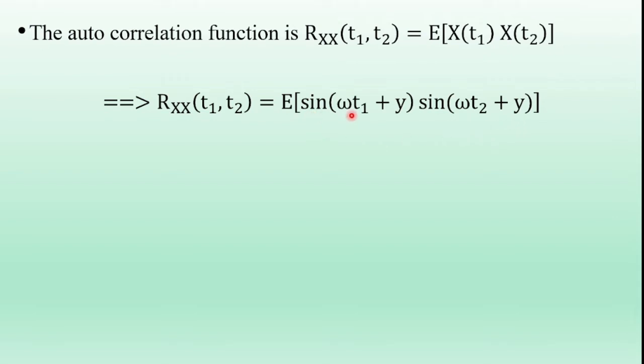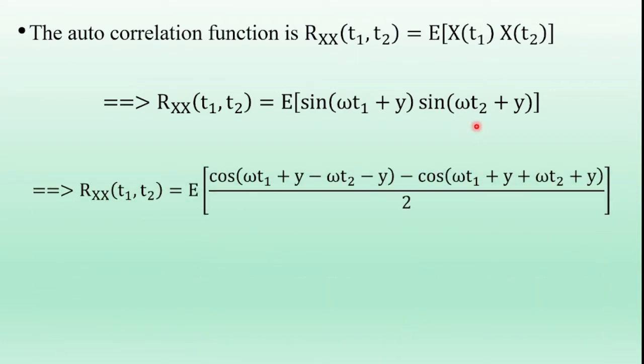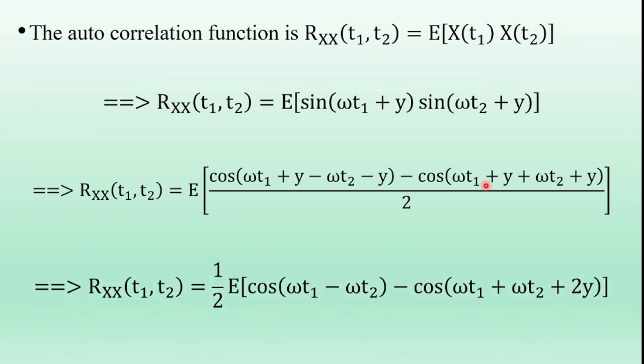Now here the term within the bracket is the expansion of 2 sin A sin B, and the 2 is missing. So multiplying numerator and denominator by 2, we get Rxx of t1 comma t2 equal to the expectation of this bracket term, which is cos of A minus B minus cos of A plus B. This is the A term and this is the B term. So cos of (omega t1 plus y) minus (omega t2 plus y), minus cos of A plus B, cos of (omega t1 plus y) plus (omega t2 plus y), all divided by 2. So 1 by 2 is a constant, and it is written before the expectation.